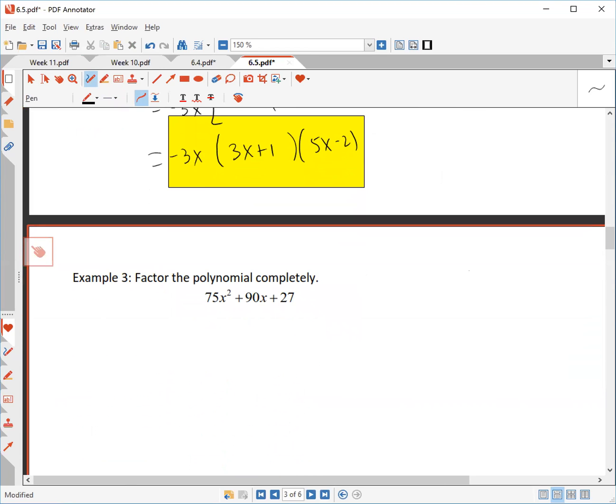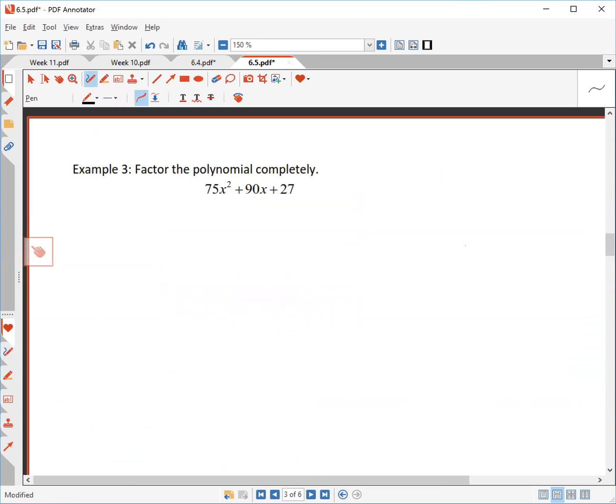All right, so now we look at another trinomial here. And those numbers are awfully big. When I see something like that, I automatically assume there's probably something I can take out of that. And it looks like a 3. That's 25x squared. That's 30x. And that's 9.